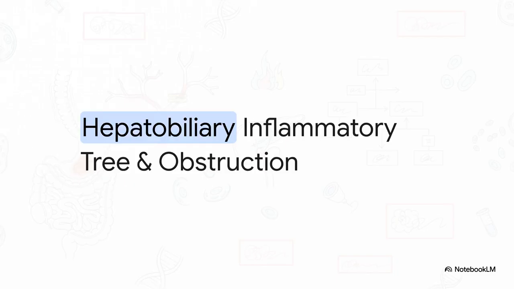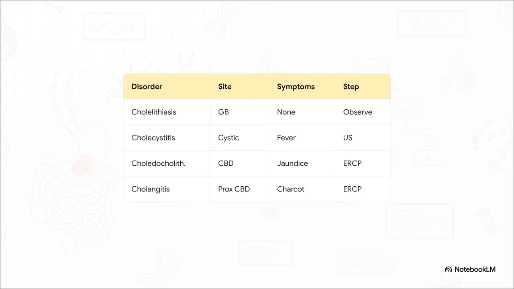Shifting over to the accessory organs now, let's hit Module 3, hepatobiliary inflammatory tree and obstruction pathways. Let's map this out and see how this builds a rigid comparative matrix of the biliary tree. Look at the progression here. First, cholelithiasis. The stone is just sitting in the gallbladder, the patient is totally asymptomatic, so we manage it conservatively.